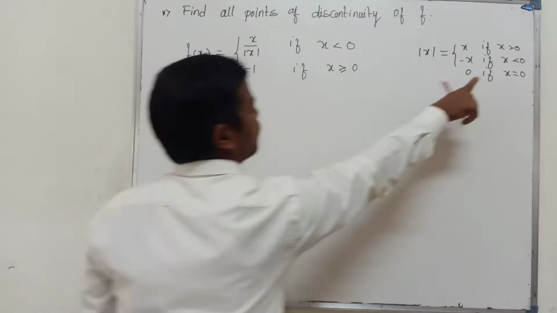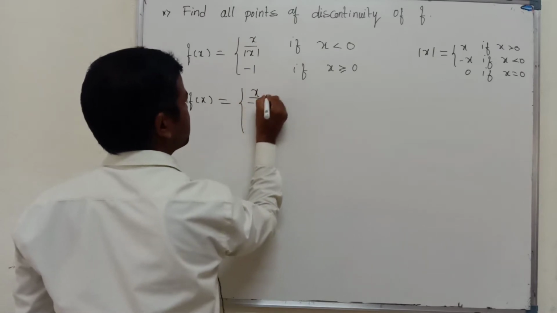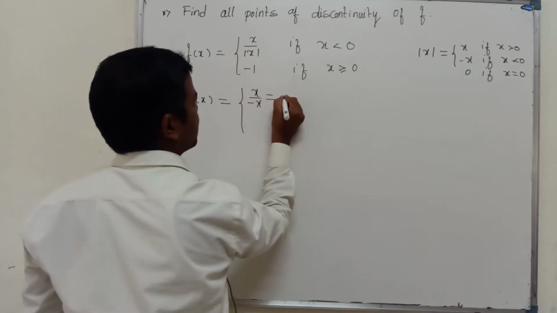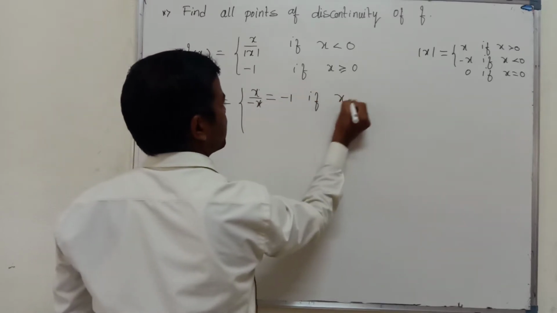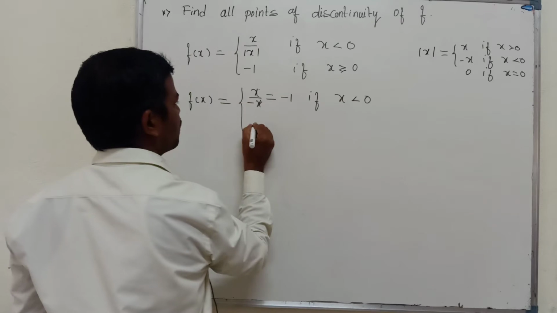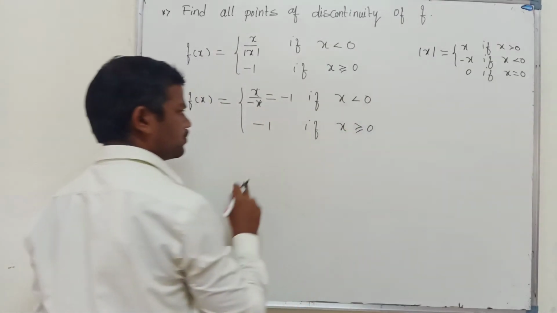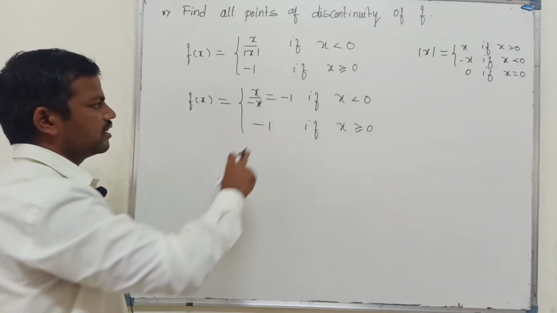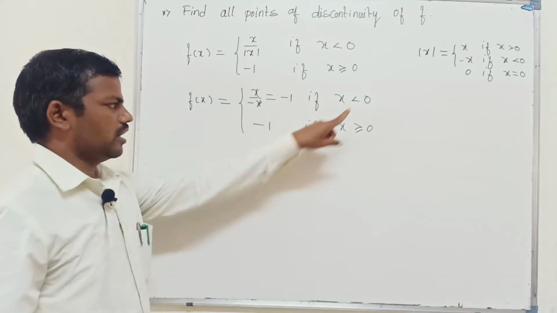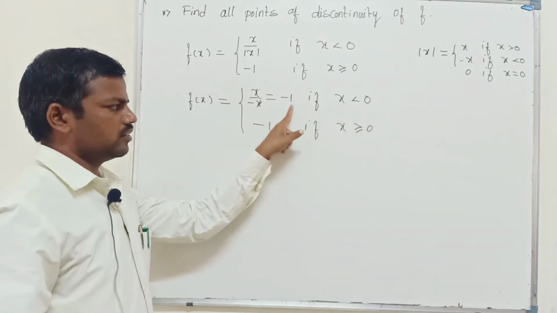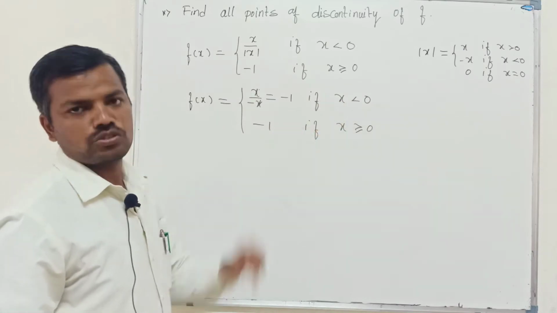For less than 0, we have minus x divided by minus x... wait, x divided by minus x is equal to minus 1, so x gets cancelled. So minus 1 if x is less than 0, and minus 1 if x is greater than or equal to 0. It is a constant function, so it is continuous, we already know that. For x less than 0 it is continuous, and for x greater than 0 it is also continuous. At x equal to 0 we have to check.